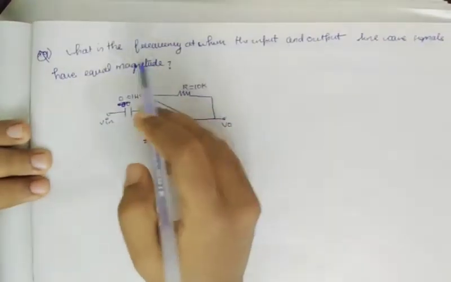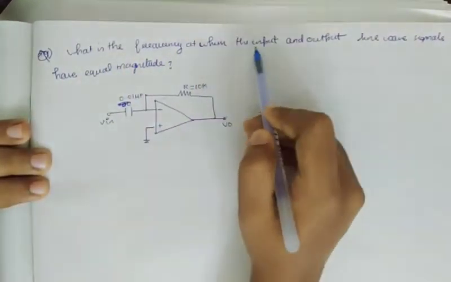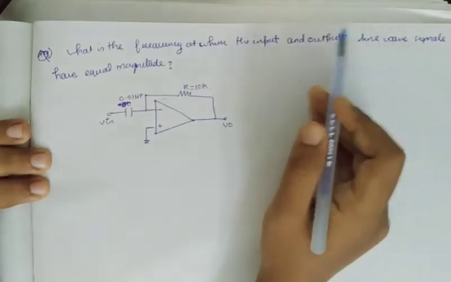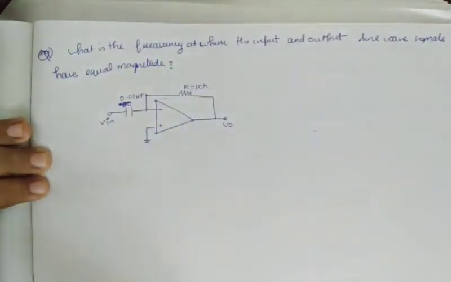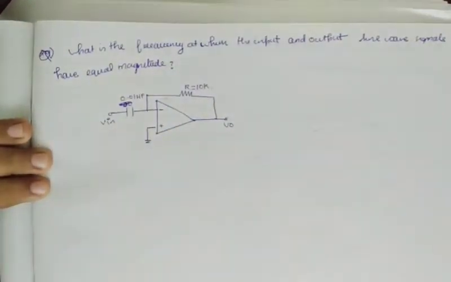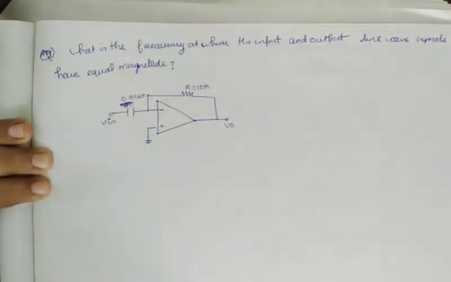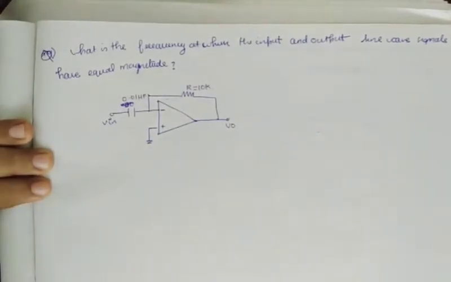In this question, what is the frequency at which the input and output sine wave signals have equal magnitude? That is, the closed loop gain should be equal to 1. So what kind of amplifier is this?